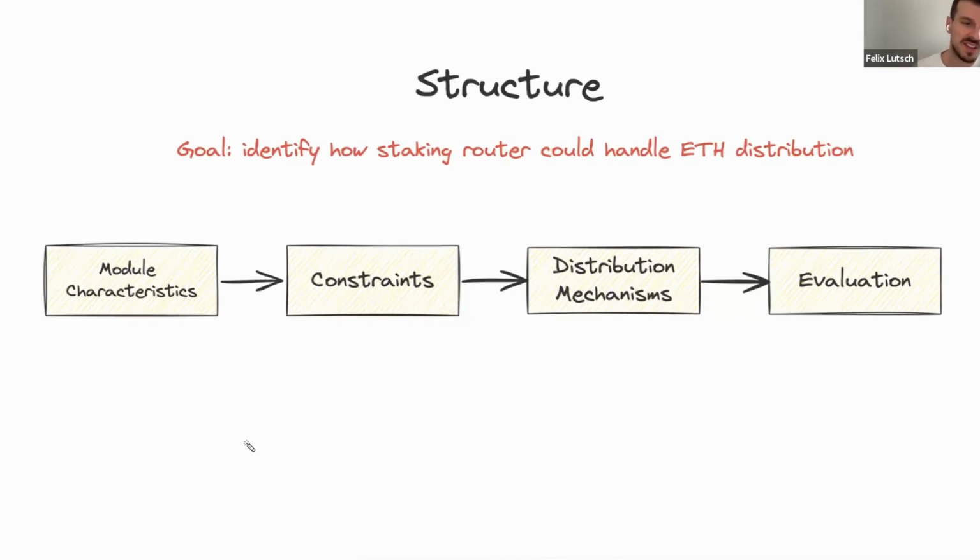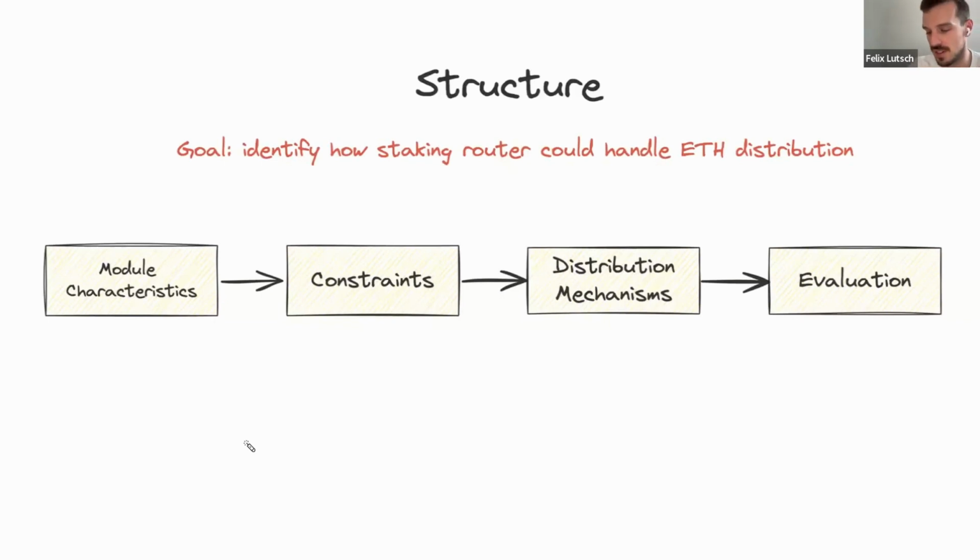I'm talking about characteristics of modules, how they work on a high level, and the constraints we are faced with when thinking about how to distribute ETH to modules as Lido. Then I'm looking at the different distribution mechanisms that could be used, meaning how choices could be made of how the ETH should be distributed.